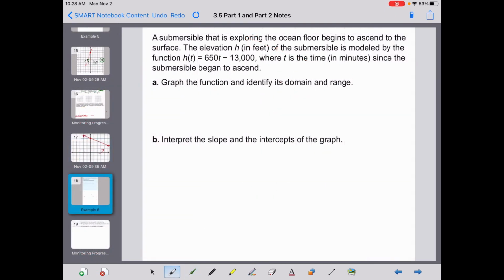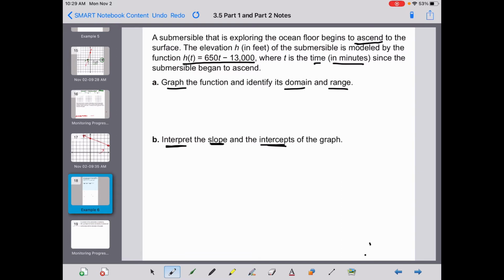All right, guys, last problem. A submersible that is exploring the ocean floor begins to ascend, meaning going up to the ocean surface, and the elevation h in feet of the submersible is modeled by the function that's written, where t is time measured in minutes since the submersible began to ascend. So you have the submersible in the ocean moving up to the surface. So we're going to have to graph this function, identify the domain, identify the range, and interpret in the context of the problem the slope and the intercepts.